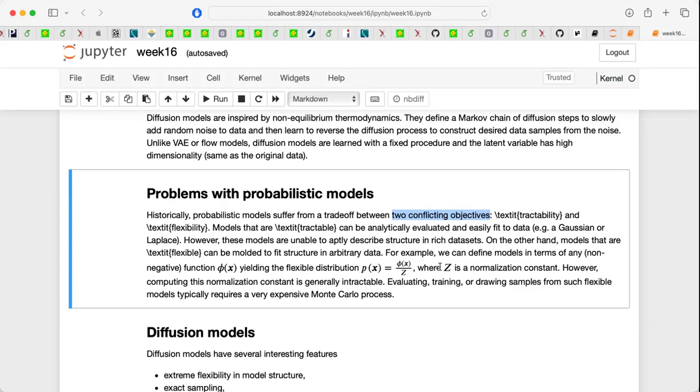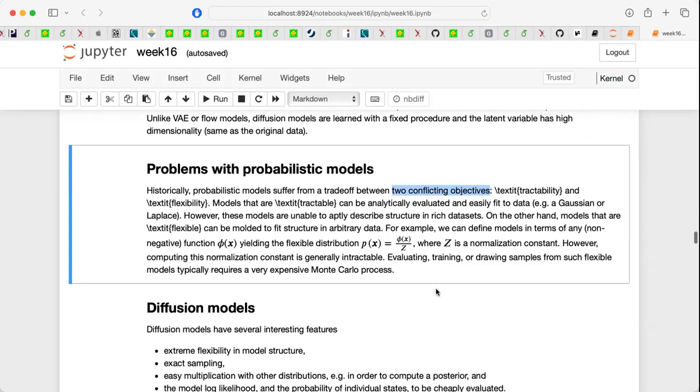The problem then is the calculation of the normalization factor. But even this function phi of x can be almost intractable itself. So computing the normalization factor can, in general, be pretty complicated. So evaluating, training or drawing samples from such flexible models typically requires very expensive Monte Carlo processes. And this is something which we already have experienced when we discussed Boltzmann machines and variational autoencoders.